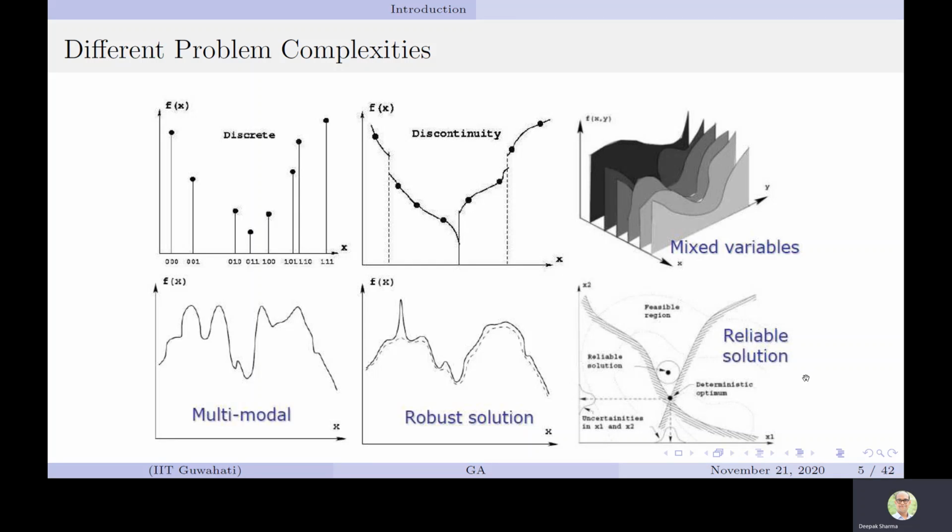And then finally there is the reliable solution, where in this particular example, suppose x1 and x2 are both uncertain variables. Under that uncertainty, the solution which you can see as a deterministic optimum solution will become infeasible. So what we are looking for is the reliable solution. Under the uncertainty, this particular solution will remain the optimum solution for the given problem.